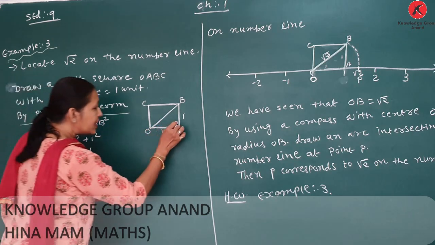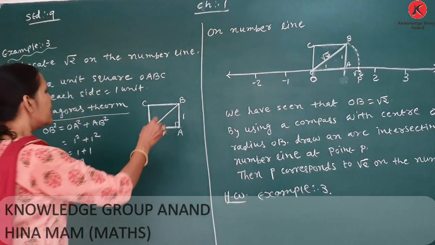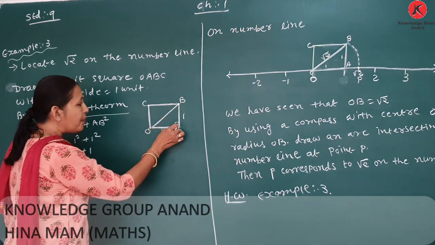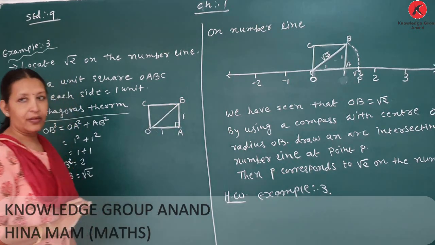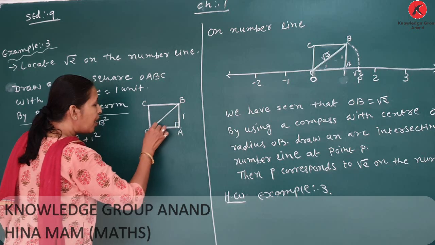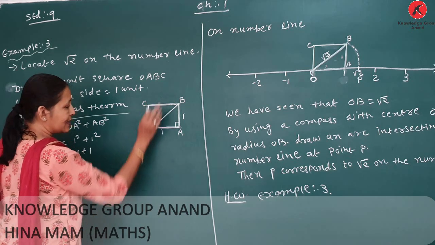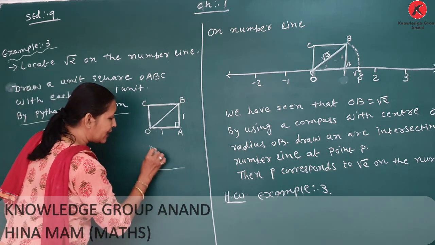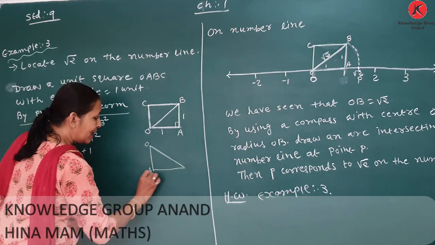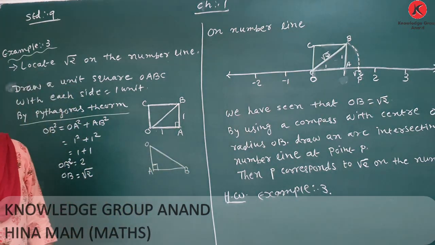By Pythagoras theorem. What is Pythagoras theorem? In a right angle triangle, the square of the hypotenuse is the sum of the squares of the other two sides. Hypotenuse means the side opposite the right angle. Our right angle is like this. Suppose OAB is a right angle and OB is its hypotenuse.